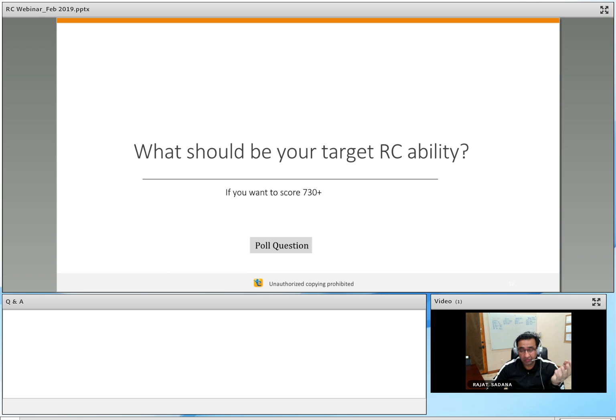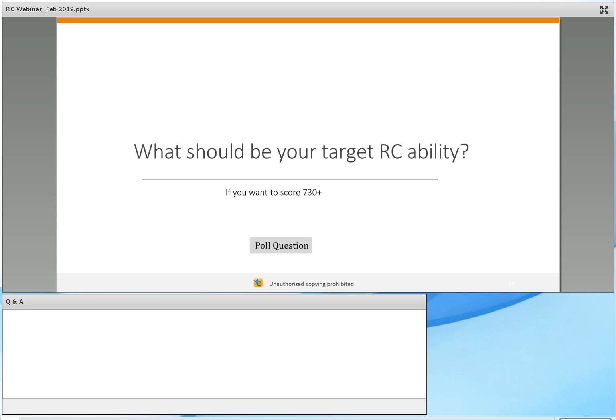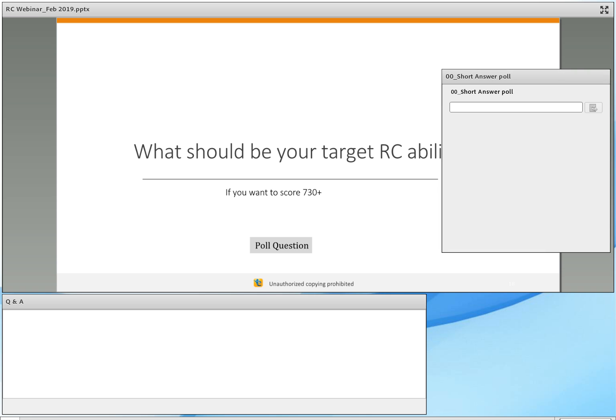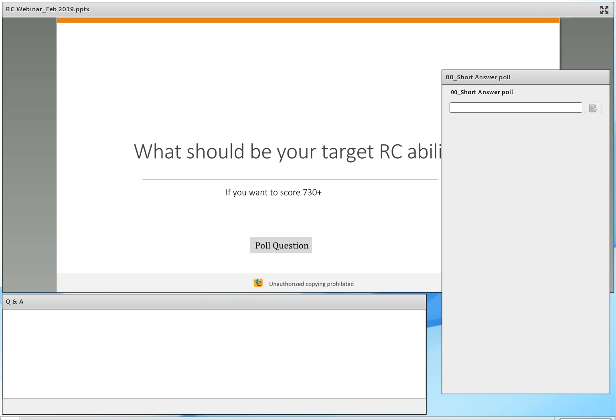Okay, so if you're aiming for that, I'm going to actually pause this over here and see. Hopefully, a couple of you have been complaining about audio. So if you're aiming for that 730 score, what should be your RC ability? Let's just get in a short answer poll over here. If you're aiming for that 730 or higher score, what do you think your RC ability should be? You can type in your answers.